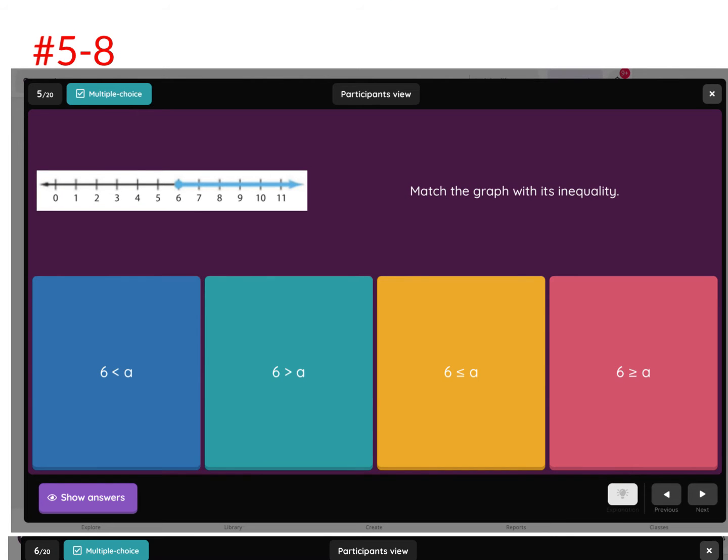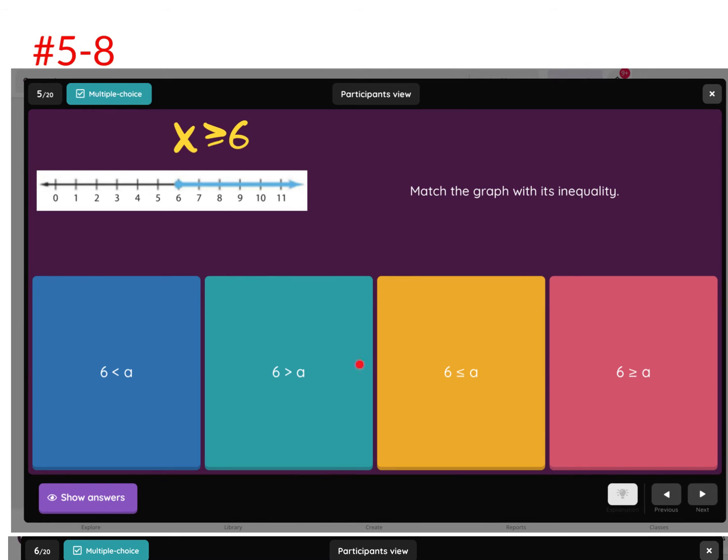On this question, they give you a graph. It's a solid dot at 6 going to the right. Remember, anything on the left is less, anything on the right is greater. So it's going to the right, and it is a solid dot, so it's greater than or equal to. Greater than because it's going to the right, or equal to because it's a solid dot. So in reality, it should read x is greater than or equal to 6. That's what we're looking for.